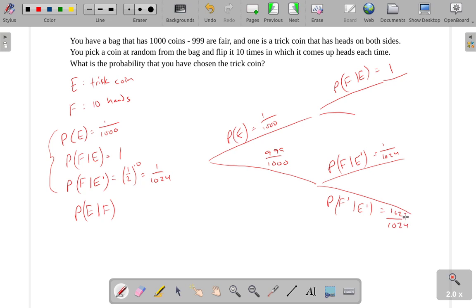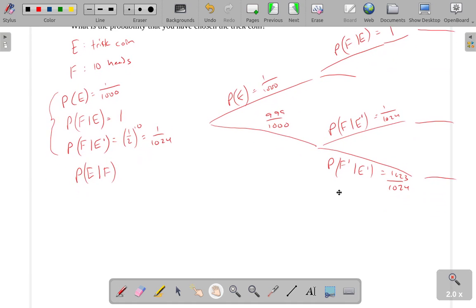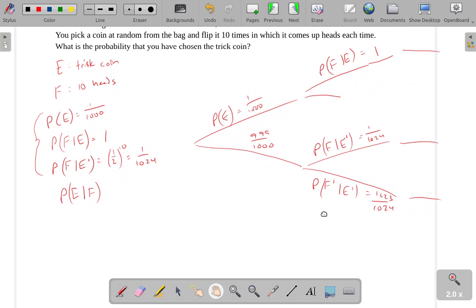We probably don't need that. Usually when we're writing up this sort of stuff, we can focus on just the positive. So, oftentimes you don't need the F complement or the negative versions of these. Sometimes you do, but all right. So that's our tree diagram.